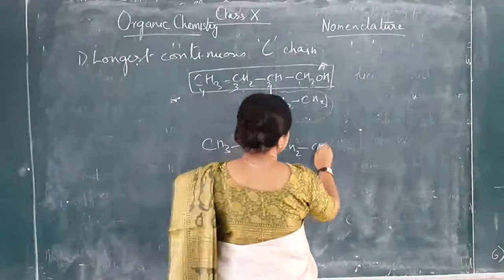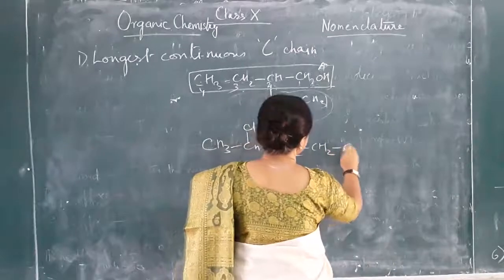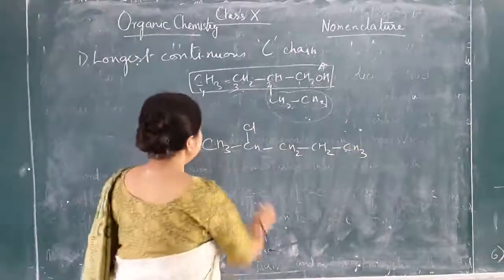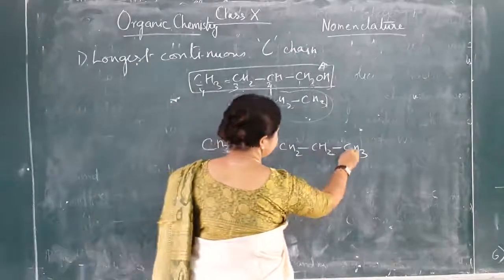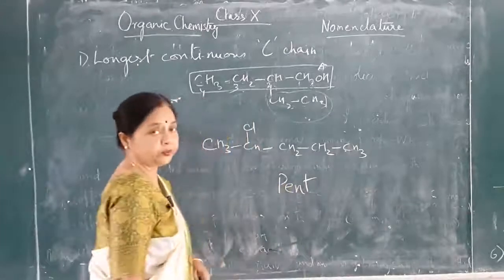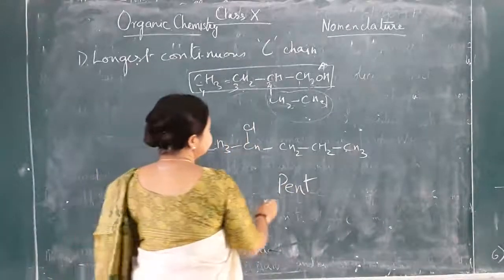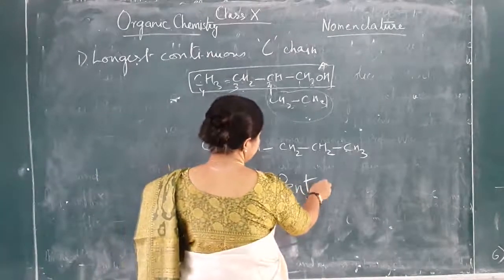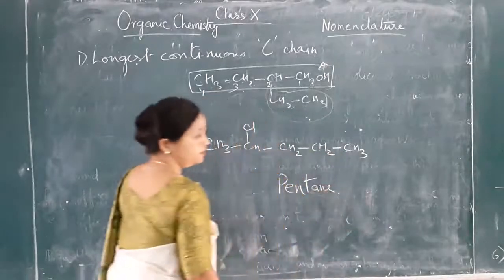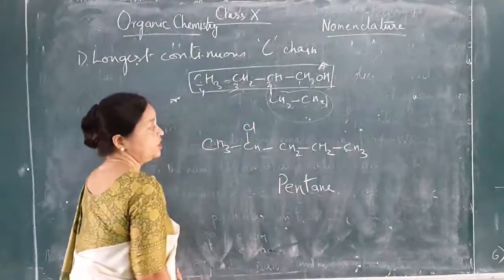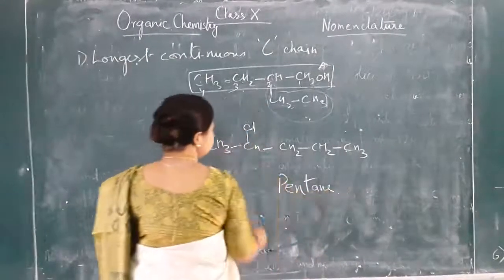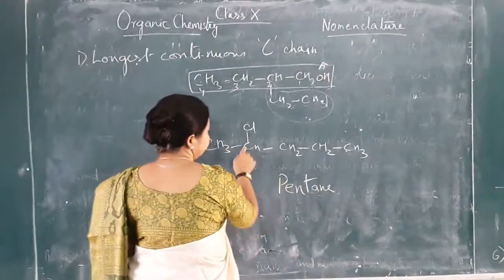CH2, CH2, CH3. So what is the word root? It will be 1, 2, 3, 4, 5, means pent. Pent is the word root. And what is the suffix? All single bonds, so ane. Primary suffix. There is no functional group over here, so there won't be any secondary suffix. So it is pentane.